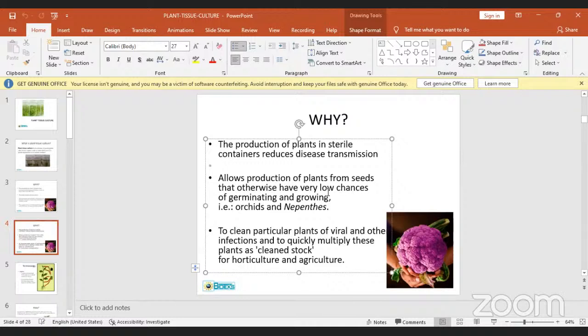So, for example, orchids and nepenthes. To clean particular plants of viral and other infections, to quickly multiply these plants, and to provide cleaner stock for horticulture and agriculture purposes.